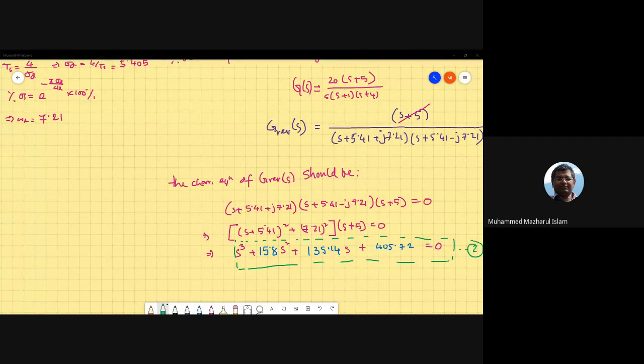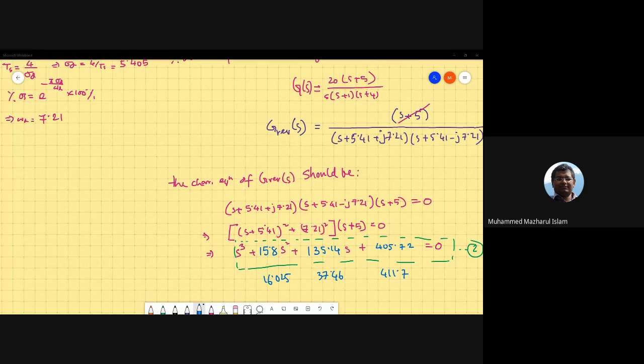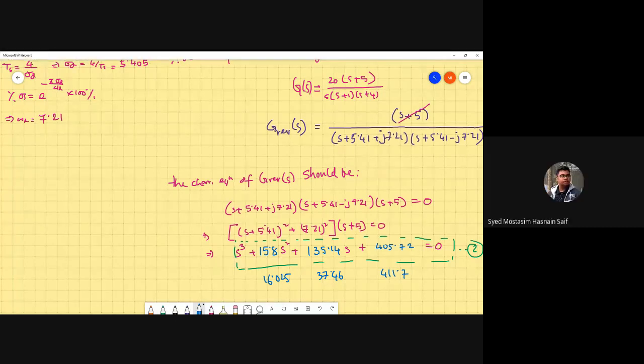Does anyone have a different set of values? Different sets. How different are those? Not so dramatic, but our values are s cube plus 16.025 s square plus 37.46 s, and plus 411.7. The last one seems okay. The first one also seems okay, but the second one, should it be so low? 37 should be around more than 100.